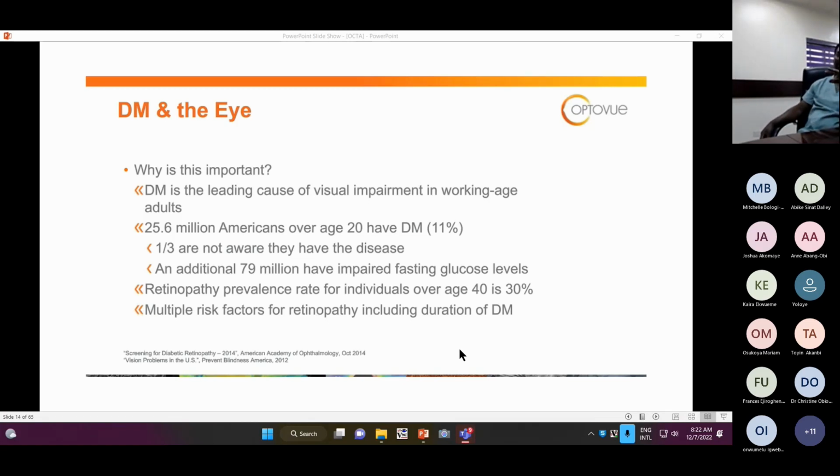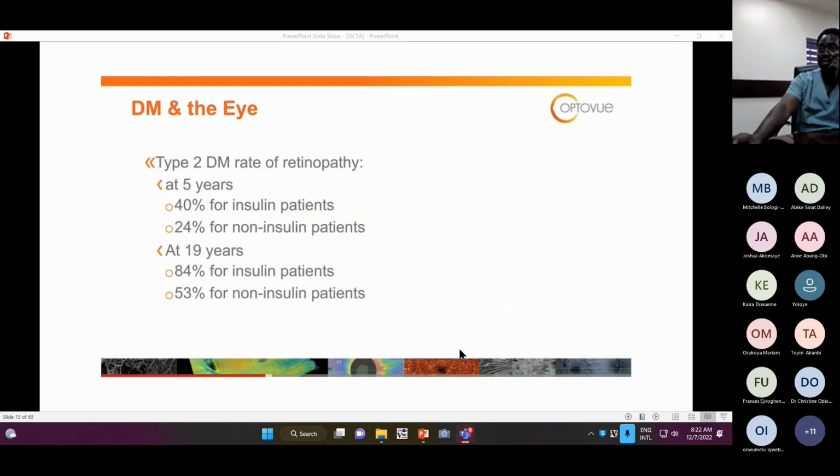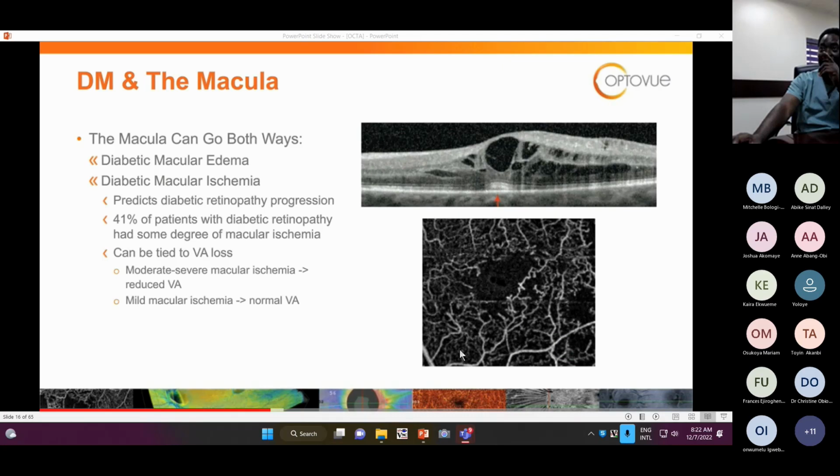Why do we go to this much detail? For instance, we look at diabetes mellitus, which is the leading cause of visual impairment in working-age adults in the US. About 25.6 million people over the age of 20 have diabetes, which gives a 30% prevalence rate in individuals over the age of 40. So type 1, type 2, we all know the likely complications that they can bring. In the macula, we are all very familiar with the classification of diabetic retinopathy, and we know the non-proliferative and the proliferative stages, and we know the severe non-proliferative in between.